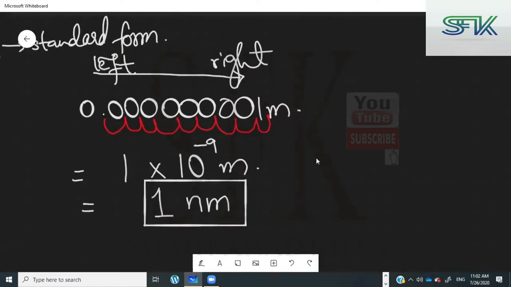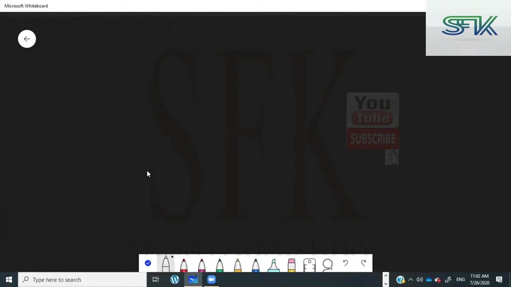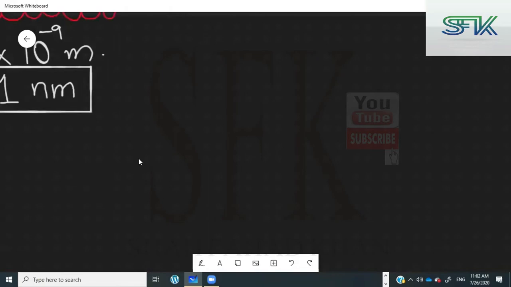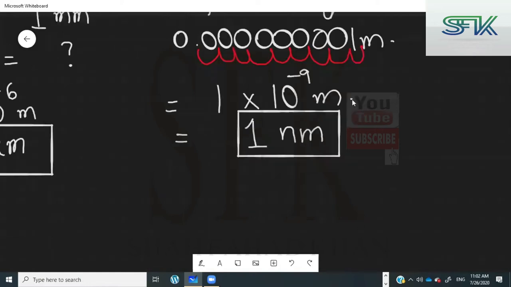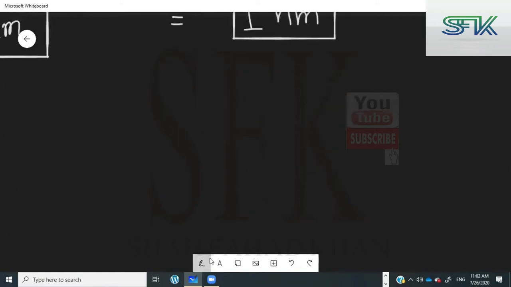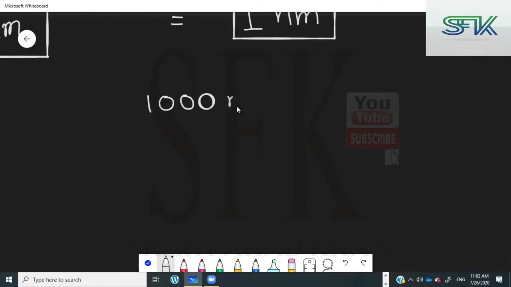Clear? Now let's try some other examples with positive powers of 10. I told you when you move the decimal from left to right, the power is going to be negative. What if you move the decimal from right to left? Let's take an example, 1000 meters.